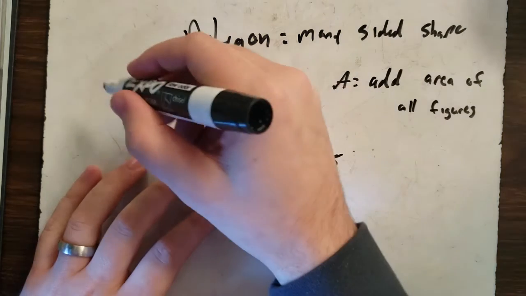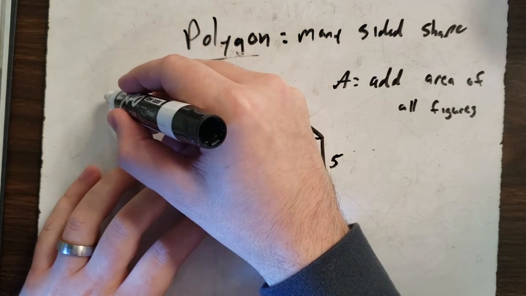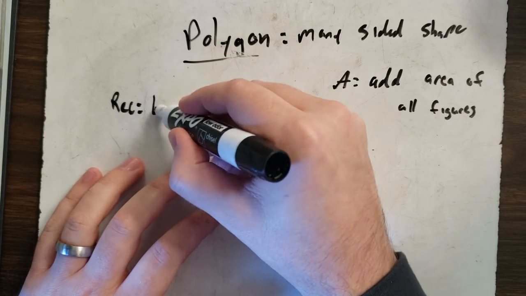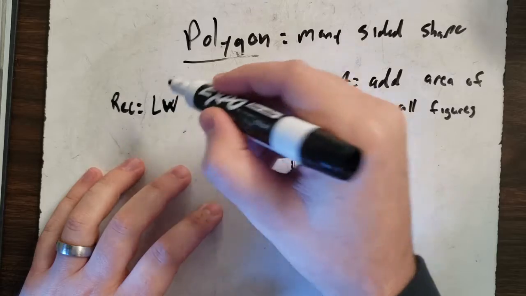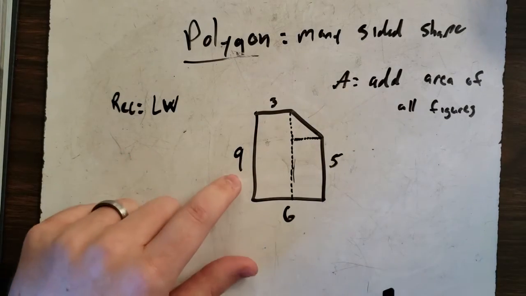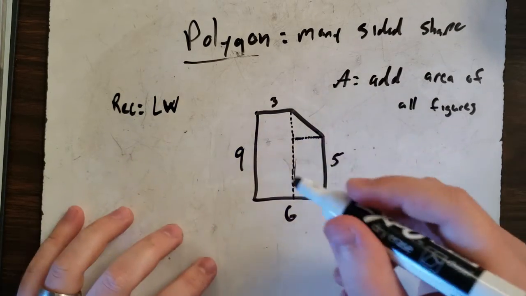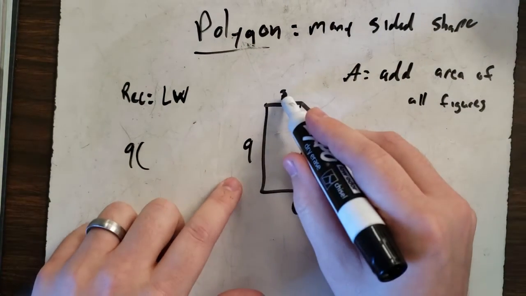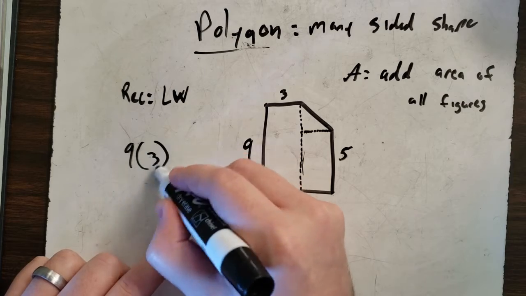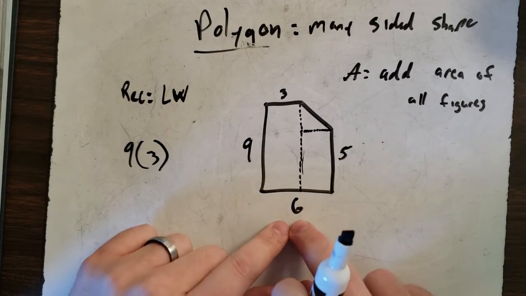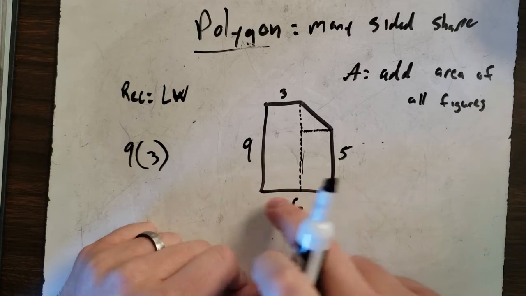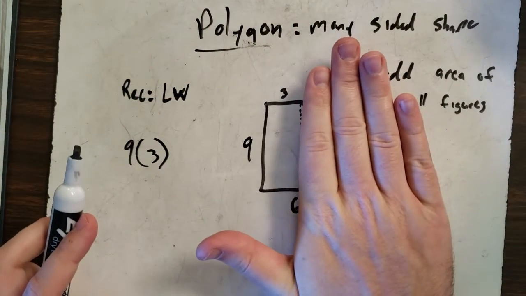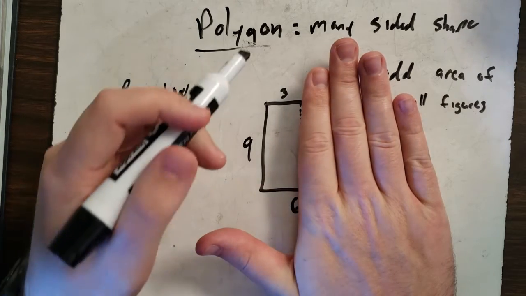Remember, our rectangle area, remember, is length times width, okay? So we have 9 times our width, 3. Now, it's important, this 6 goes to the whole thing, okay? We only want this part here. We only want that, okay? So what number goes to just this?